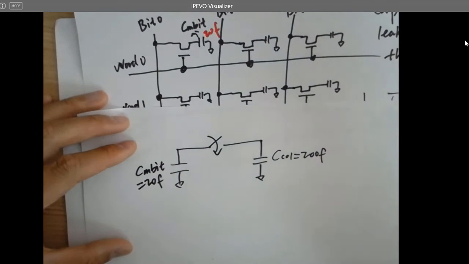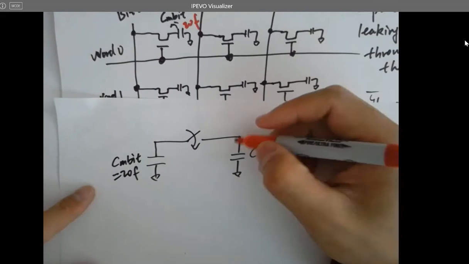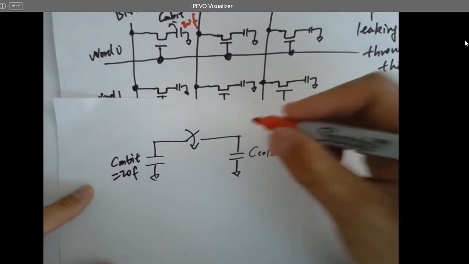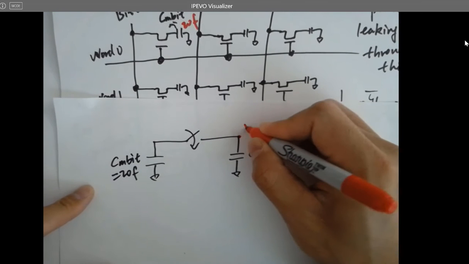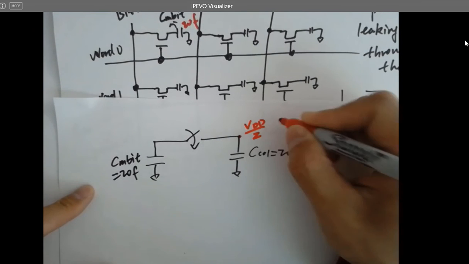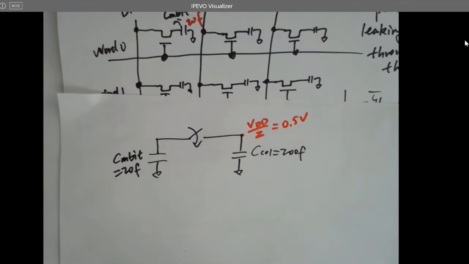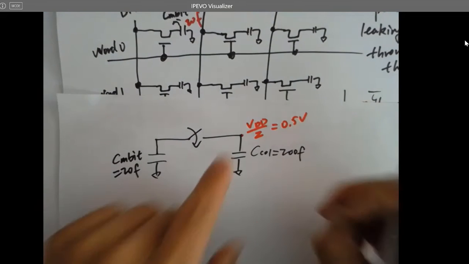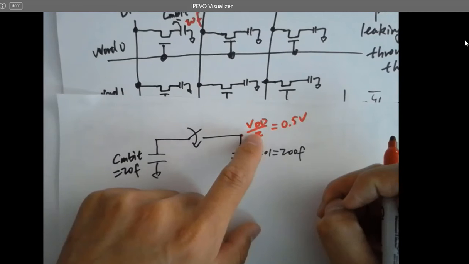what's going to happen? Keep in mind, we need to pre-charge the bit lines, which is here, to half VDD. If the VDD is 1 volt, it's going to be 0.5 volts. That's how I operate the DRAM. I'm going to show you why really quick. Whenever you're resetting everything, you need to pre-charge it to half VDD. Just memorize it for now, okay?